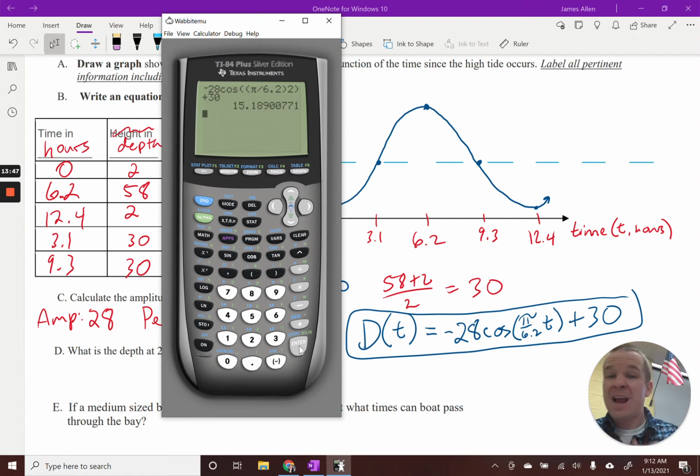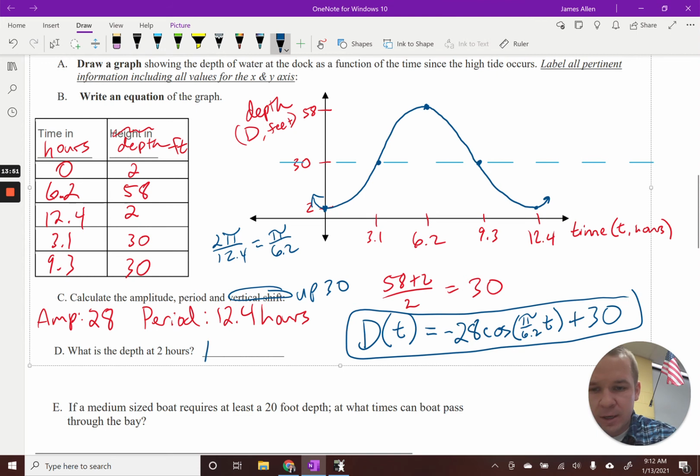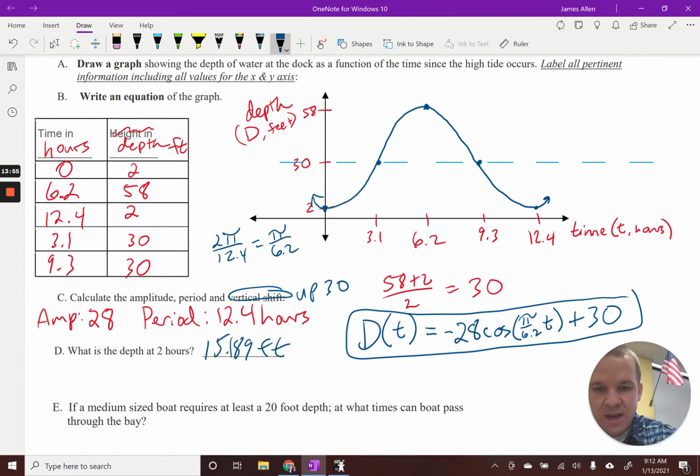15.189. We'll go with 15.189 feet after 2 hours. Okay. So that's somewhere right around here, it looks like. Yeah, right?